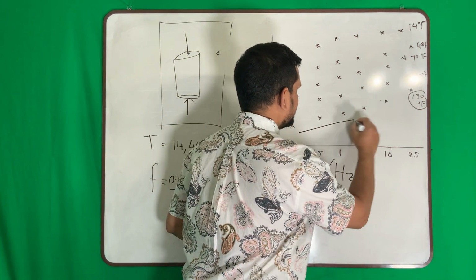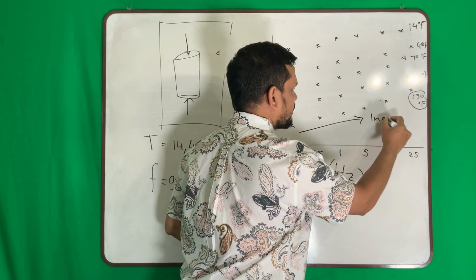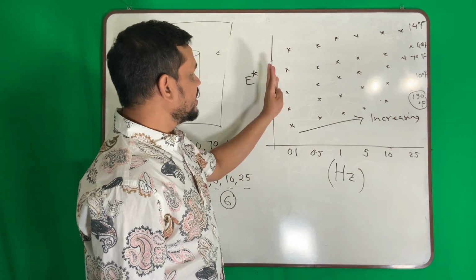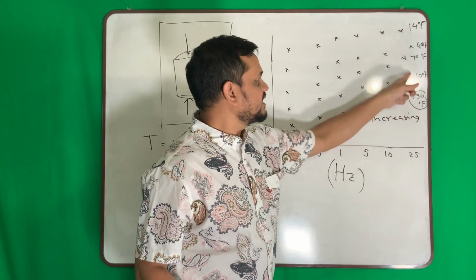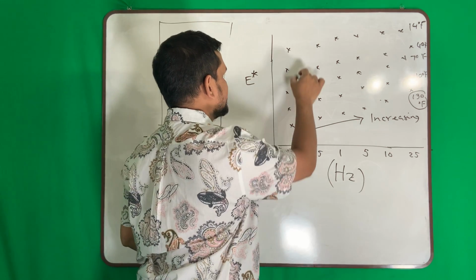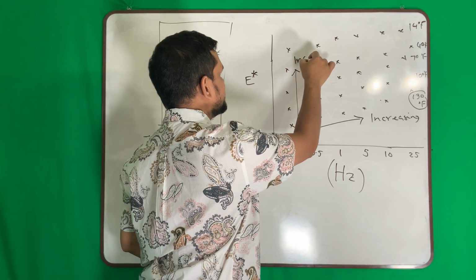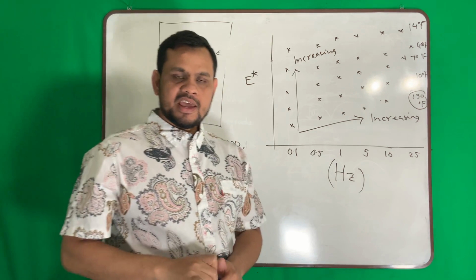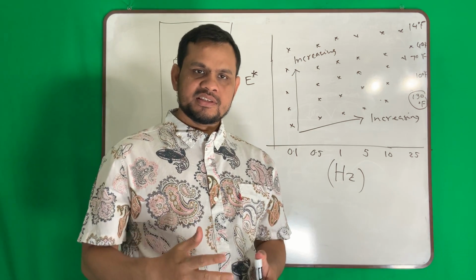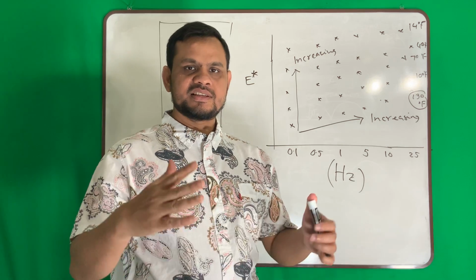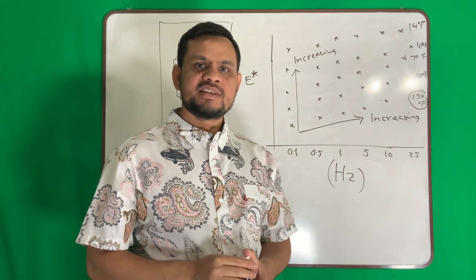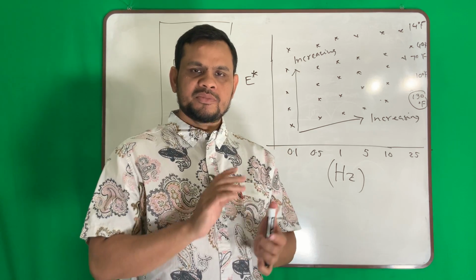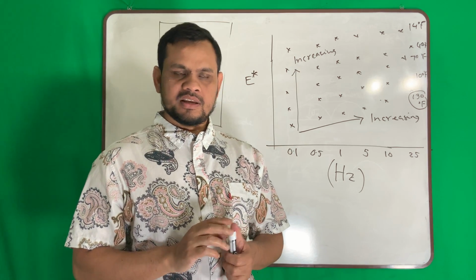So if I go this way, it is increasing. Second thing, in this way, as my temperature is decreasing, it is increasing. So this way also it is increasing. So something to learn: as the frequency of load increases, my dynamic modulus increases. As my temperature decreases, my dynamic modulus increases. This is something to know and understand.